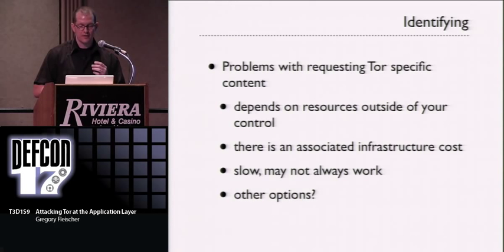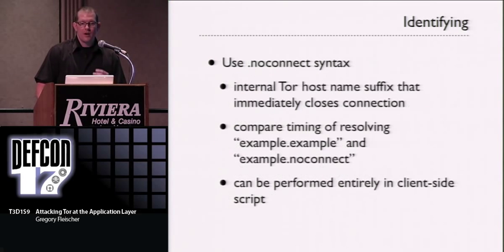But there are some significant problems with doing this. One is speed. These requests are slow, especially for hidden services. Your onion request is going to take a long time. Also, you're depending on resources that are outside of your control. So these may come, these may go. So you never get a true picture of whether you are actually identifying these Tor users properly.